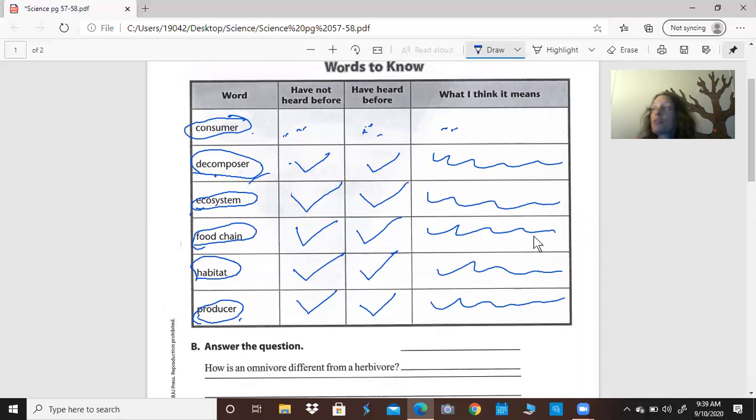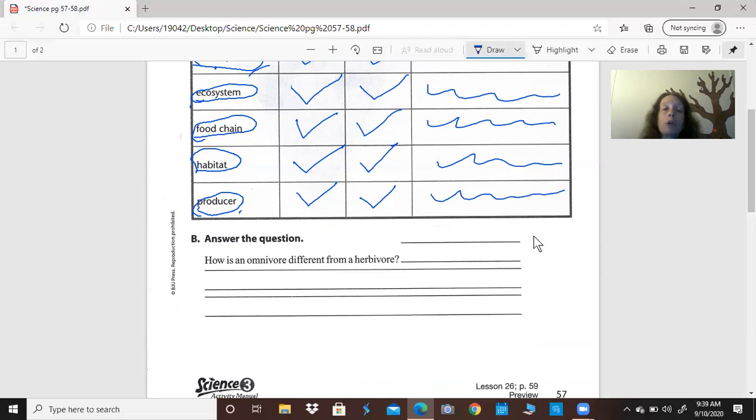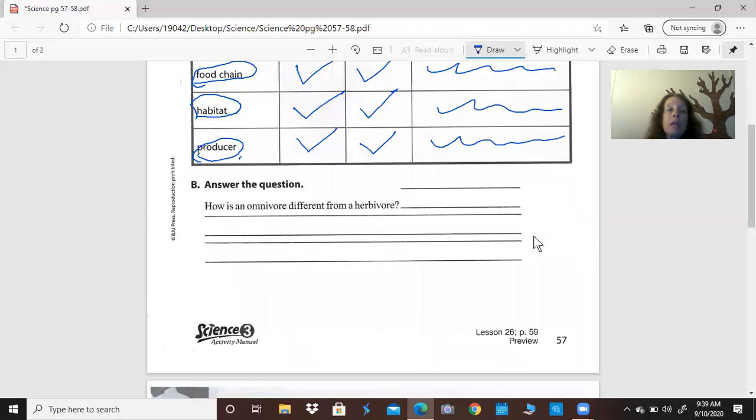Am I done with the words to know, yes or no? That's a quick yes or no. Thank you. All right, and now we're going to answer a question, okay? Let's have Hunter read that. Hunter, can you read that for me? How is an omnivore different from an herbivore?